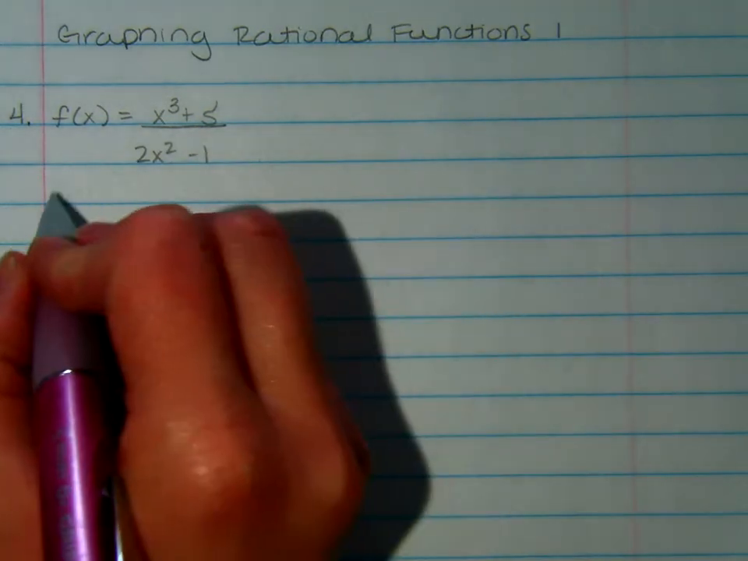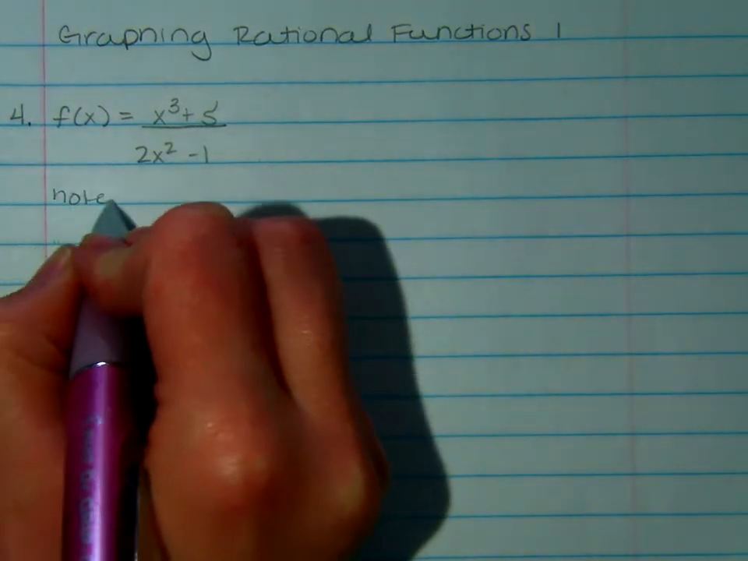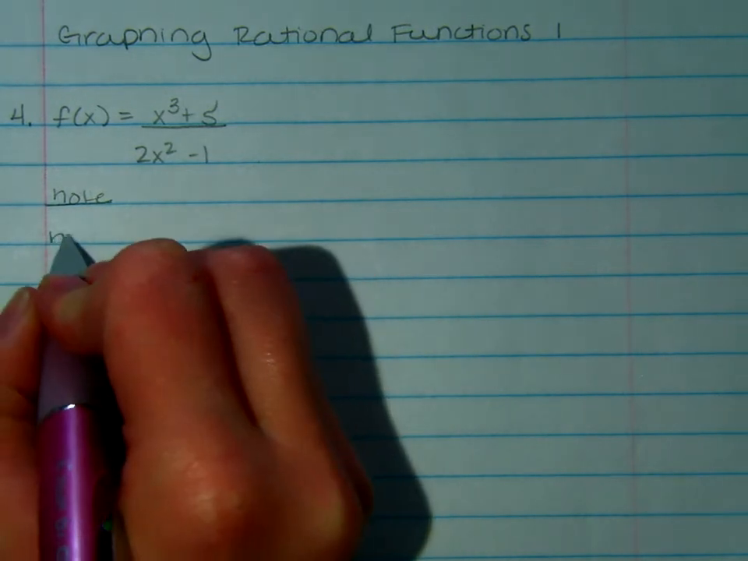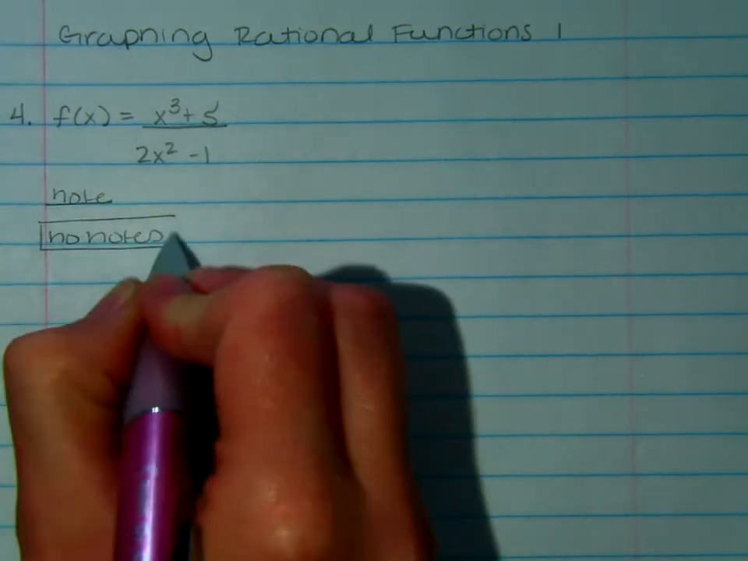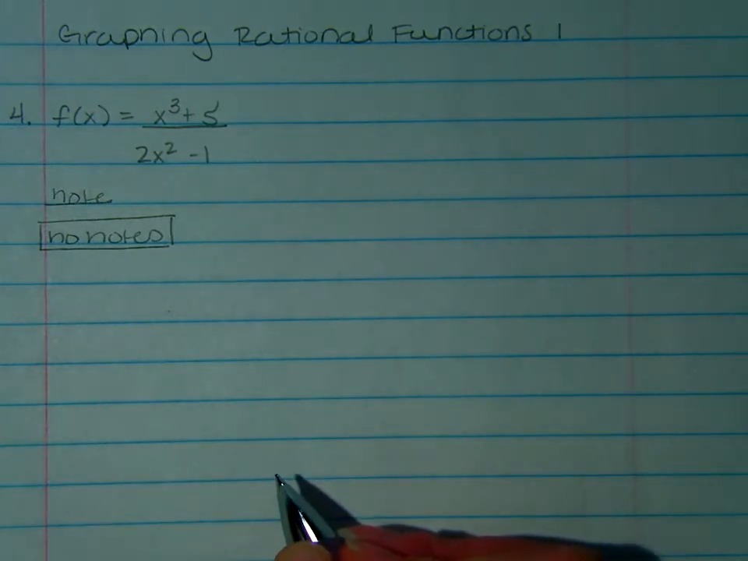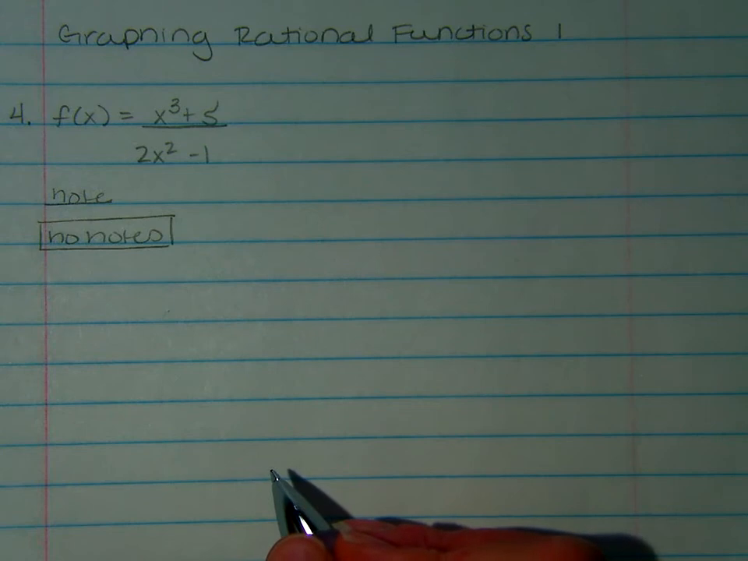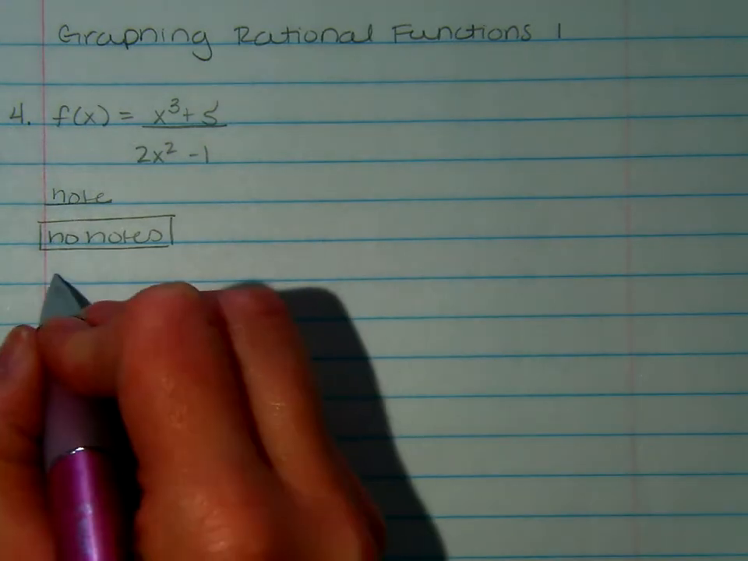Now, we're not going to just skip that. We're still going to note that there aren't any, so I'm going to say no holes. And that's important. We don't want to forget to find holes where they exist. So if there aren't any, we want to note that there aren't so that you don't forget that important first step. After we've established that there are no holes, the next thing we do is we find our vertical asymptotes.